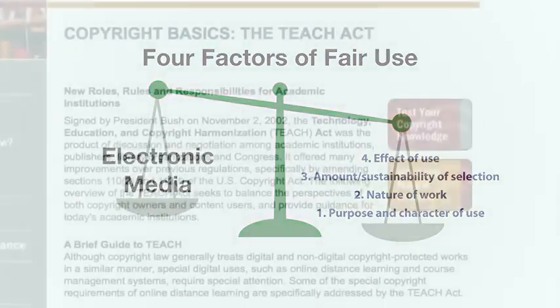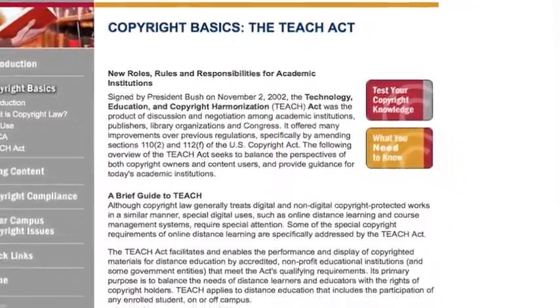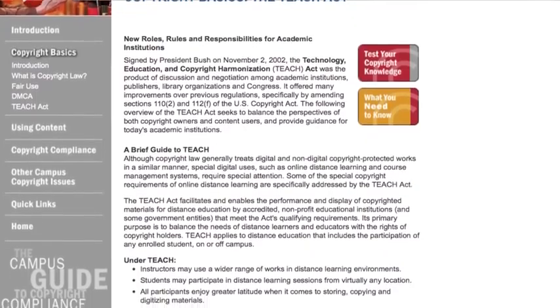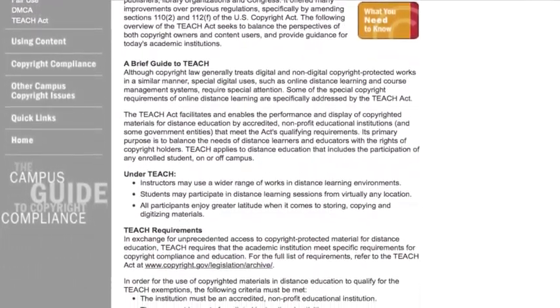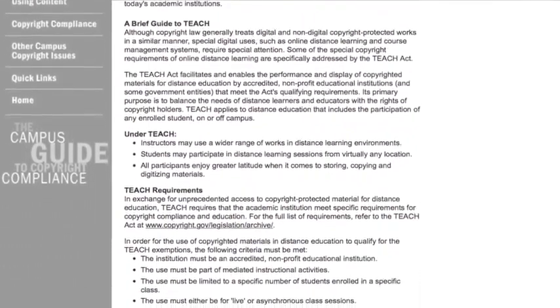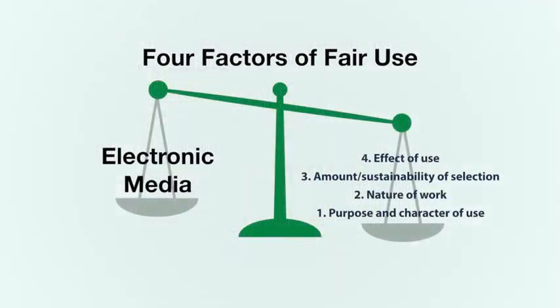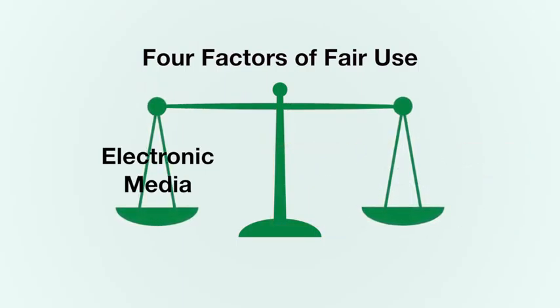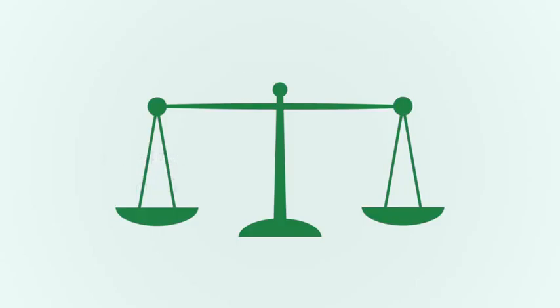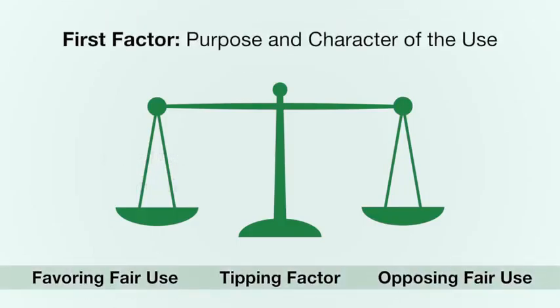An exemption to copyright is known as the TEACH Act, but thanks to its set of requirements, instructors rely primarily on the 4 factors of fair use, which can be applied to any medium as fair use is technology neutral. Now, based on the 4 factors of fair use, analyze if materials that you are considering using in your instruction meet the required criteria. Here we have the first factor, purpose and character of the use.